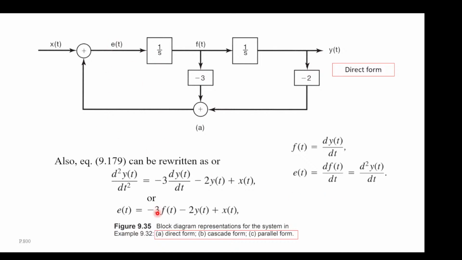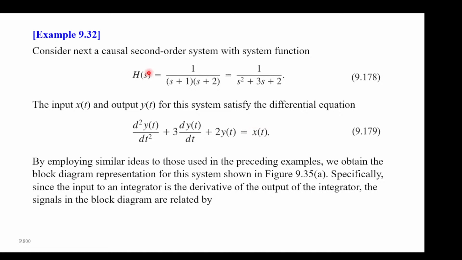yeah, and so in time domain, this just says e of t equal to minus 3 f of t, and minus 2y of t, and plus x of t, and this is satisfied here. So e of t equal to x of t plus minus 3 times f of t. So minus 3 f of t, once again, is minus 3 times dy dt, and minus 2 times y of t. Okay. So this is a direct form of writing down this equation.